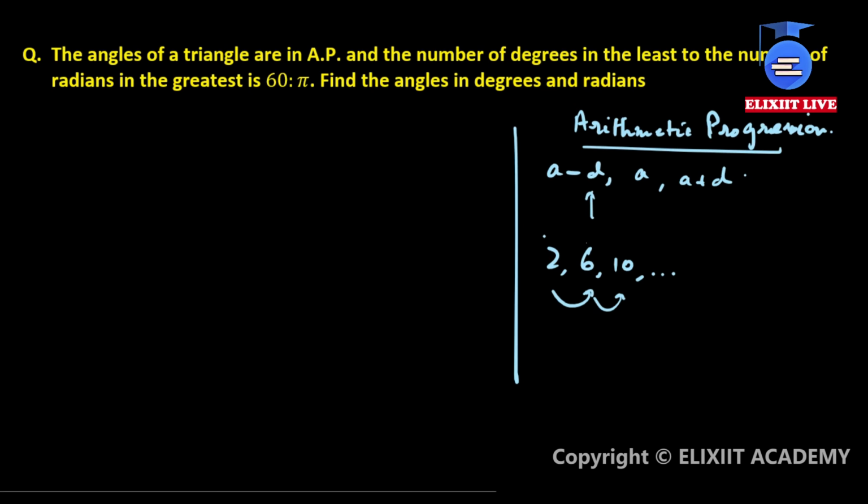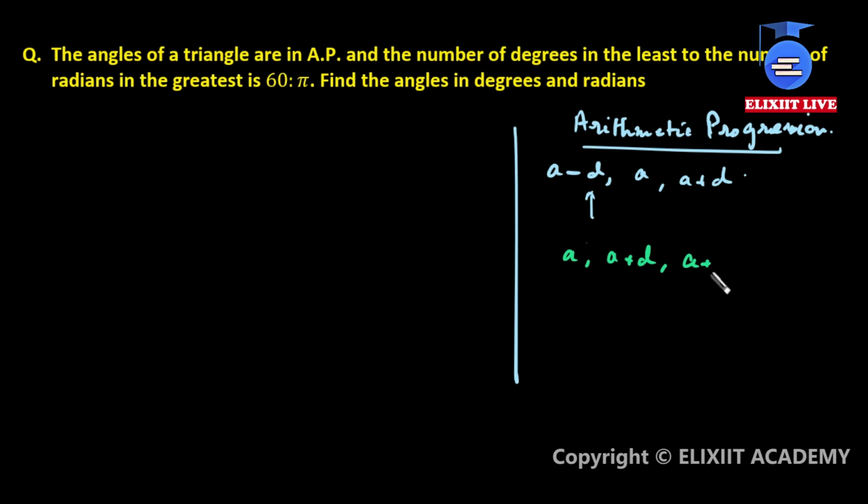Okay. So your question is, why will we consider it in this way? Why can't we consider it this way: A, A plus D, A plus 2D? This way also the common difference is D. If suppose this is your first term, A is generally considered to be the first term. Here also the common difference is D. A plus D minus A is D, and A plus 2D minus A plus D is also D.